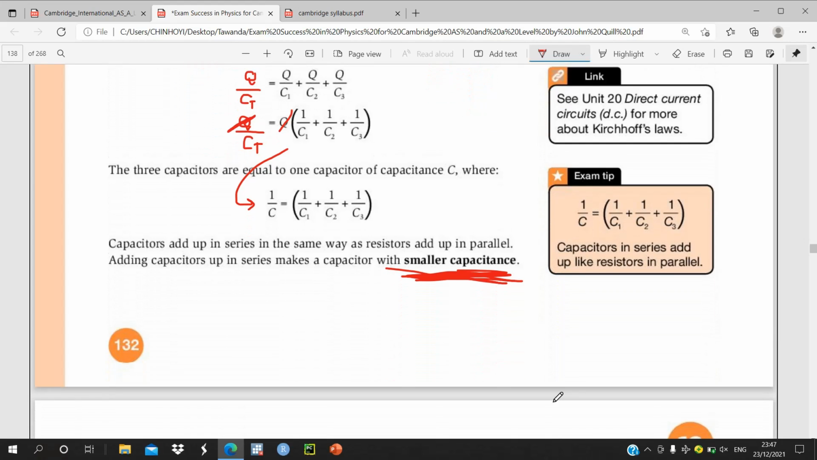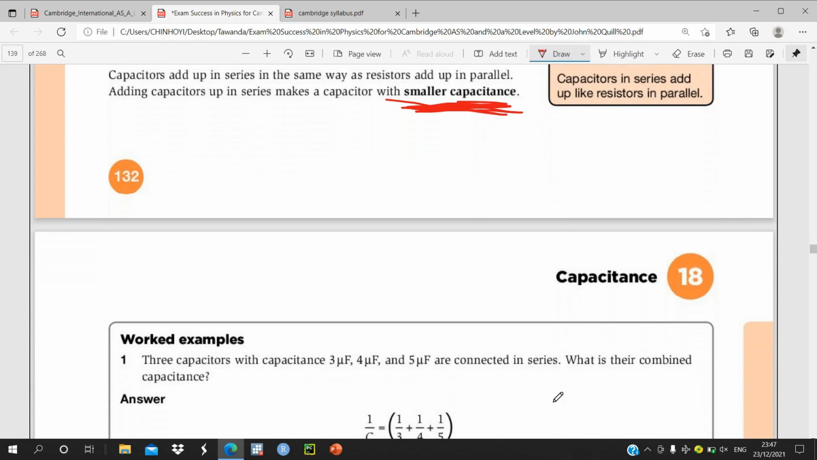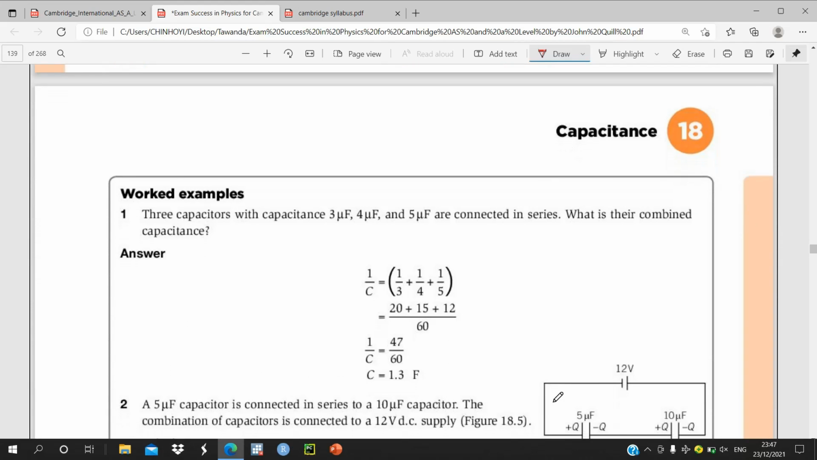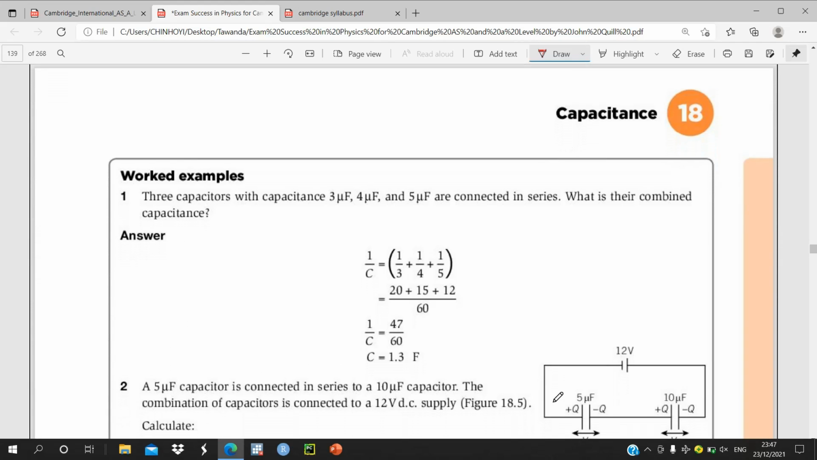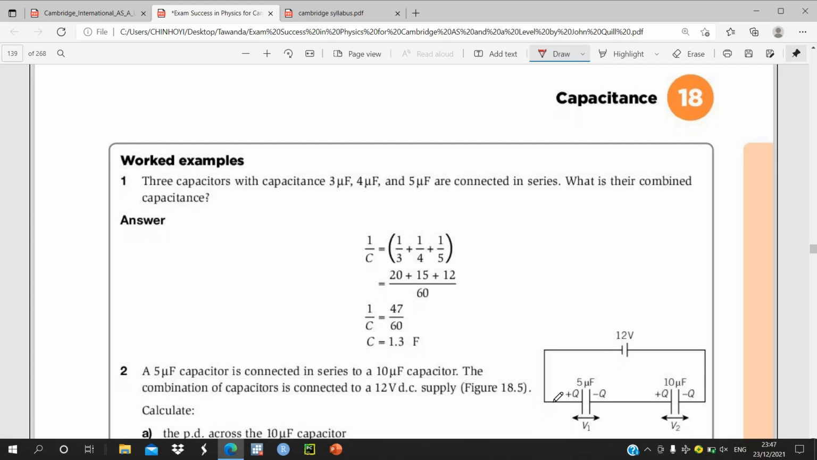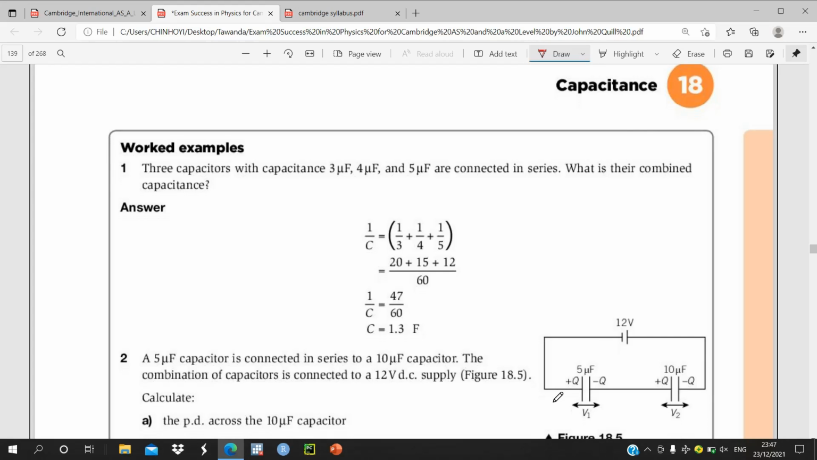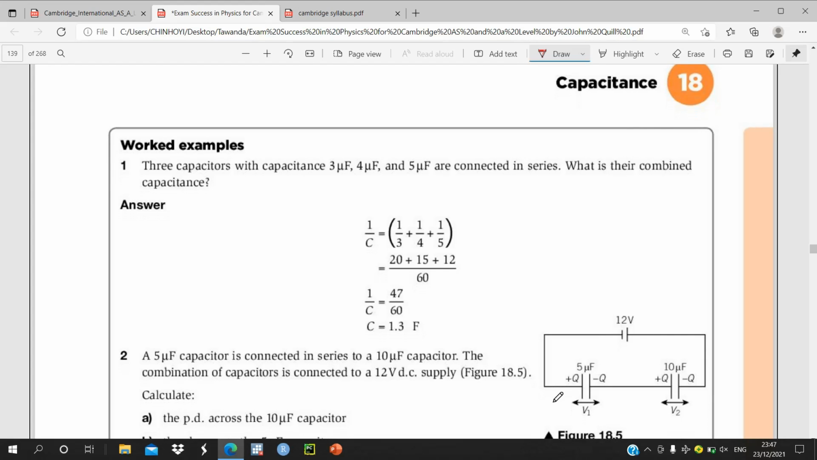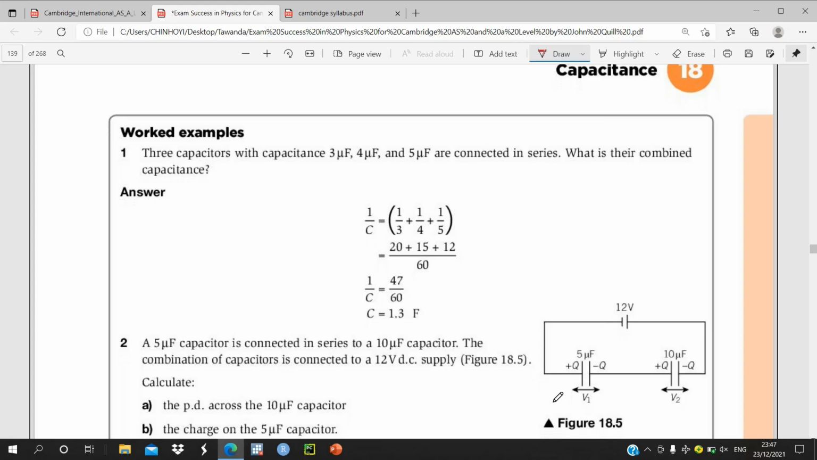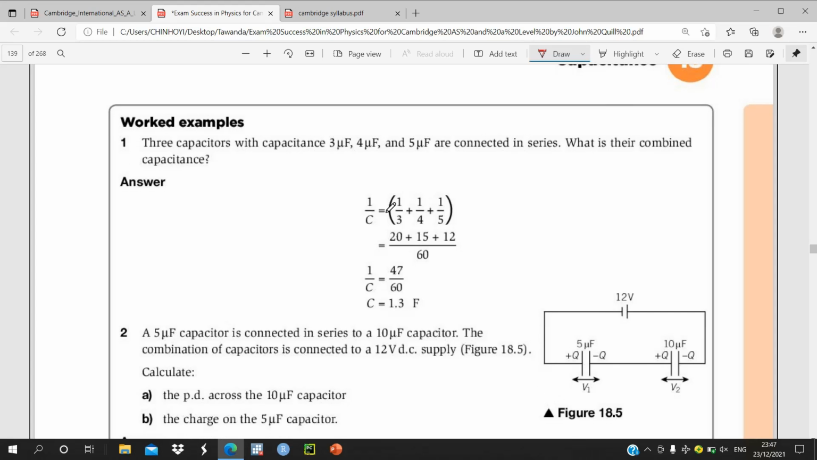Right, moving on to this worked example: three capacitors with capacitances 3 microfarads, 4 microfarads and 5 microfarads are connected in series. What is their combined capacitance? As you can see, we're going to say 1 over combined is equal to 1 over 3 plus 1 over 4 plus 1 over 5. Keep in mind, we are ignoring the prefix because our final answer will be in microfarads.